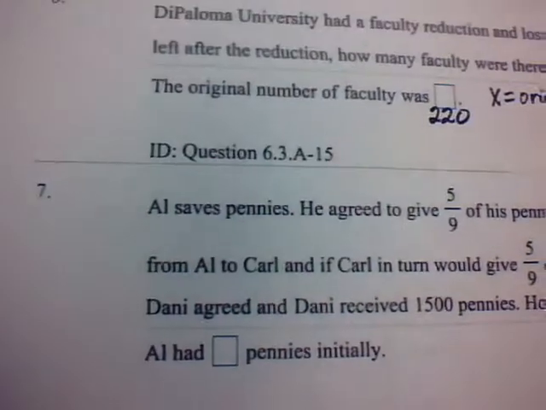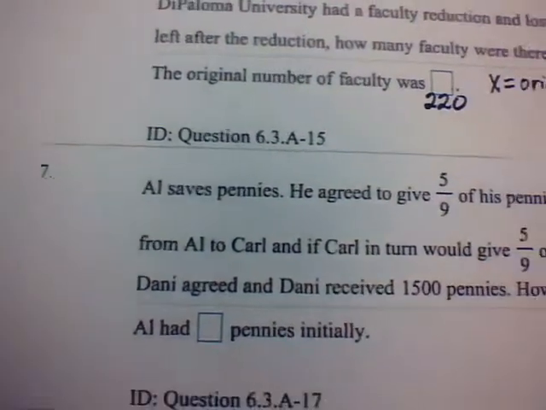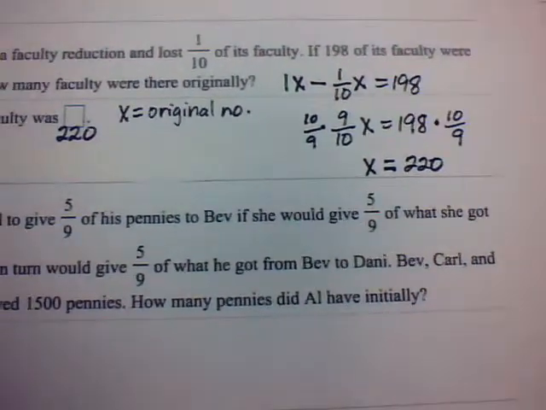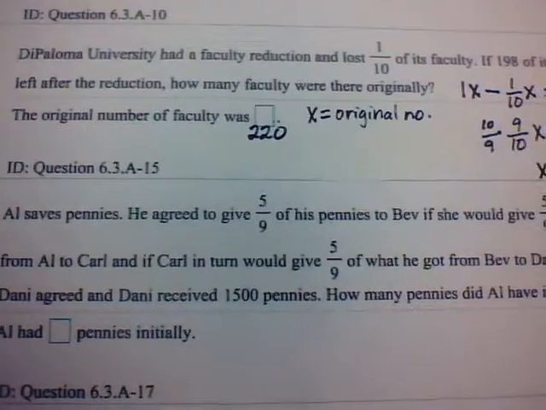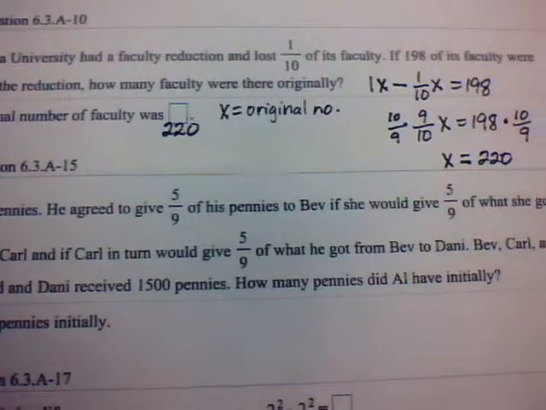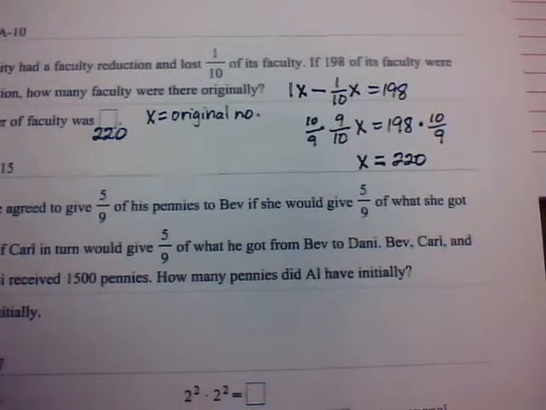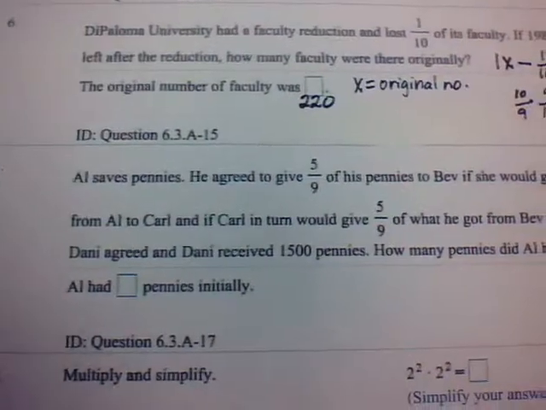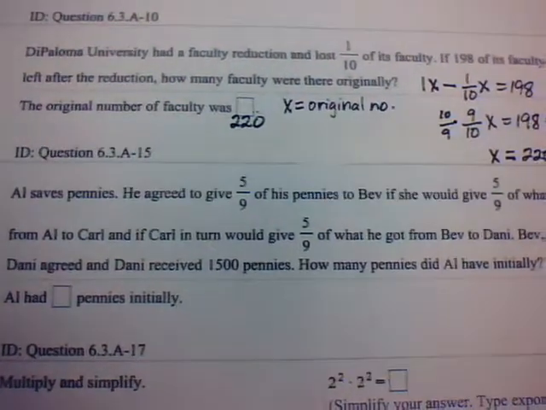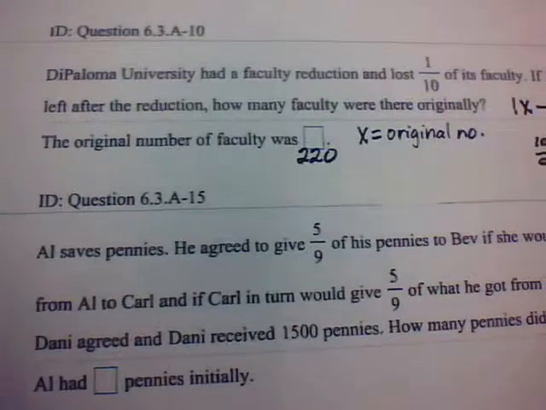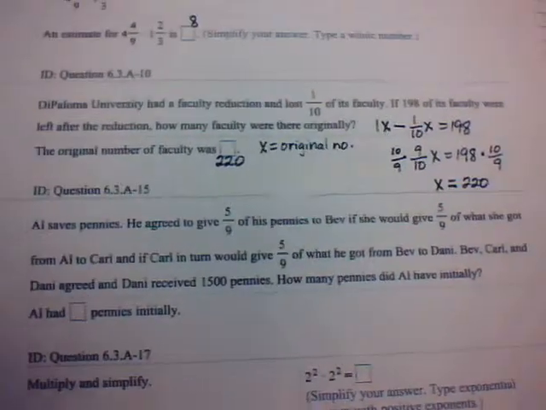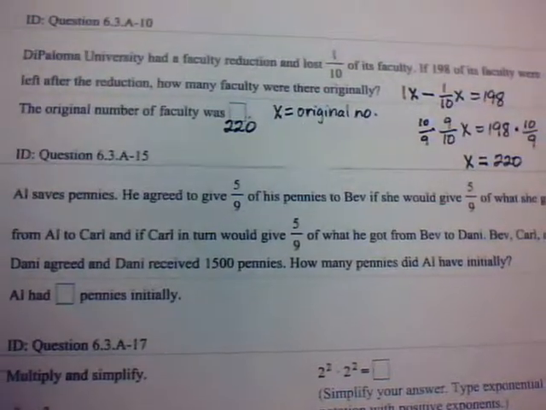Okay, problem number 7. Al saves pennies. He agrees to give 5/9 of his pennies to Bev if she would give 5/9 of what she got from Al to Carl, and if Carl, in turn, would give 5/9 of what he got from Bev to Danny. Bev, Carl, and Danny agreed, and Danny received 1,500 pennies. How many pennies did Al have initially? Okay, let's work this. We're going to have to work backwards on this particular problem. This is one of those problem-solving strategies that we have for this problem.